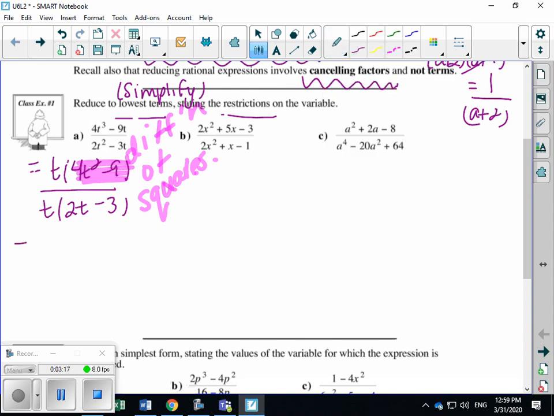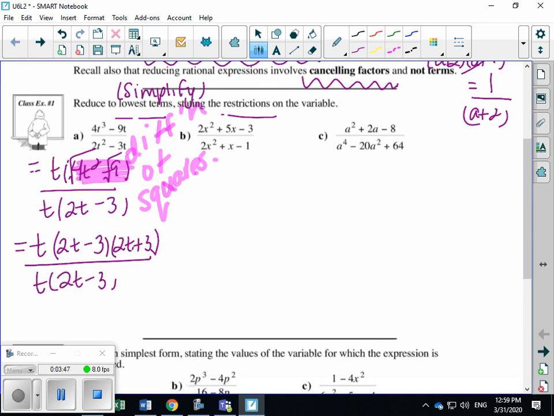This is going to equal t times, how would I factor 4t squared minus 9? I can take the square root of 4t squared as well as the square root of 9. The square root of 4t squared is 2t, minus the square root of 9, which is 3, all times 2t plus 3. All divided by my denominator, which is still t times 2t minus 3.